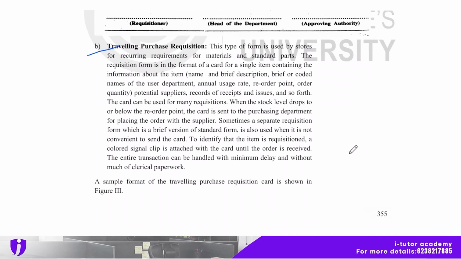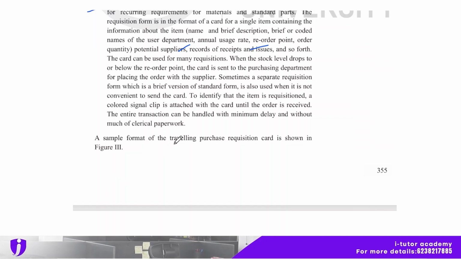So what is traveling purchase requisition? This type of form is used by store for recurring requirements for material and standard parts. The requisition form is the format of a card for a single item containing the information about the item and potential suppliers, record of the receipts and issues, and so forth. Okay, and a sample format of the traveling purchase requisition card is shown in figure 3.